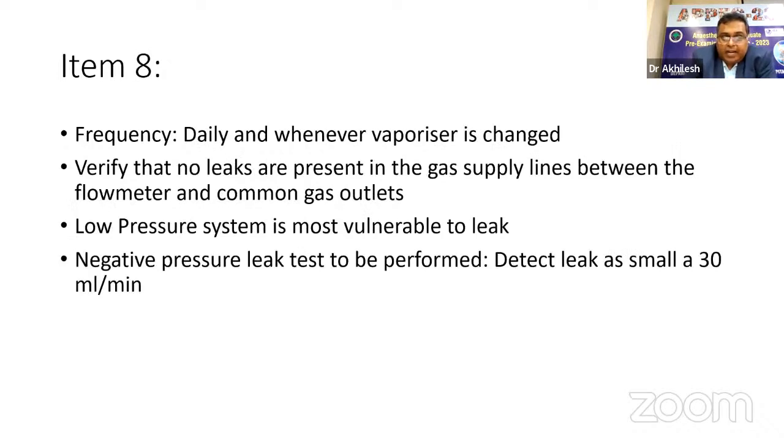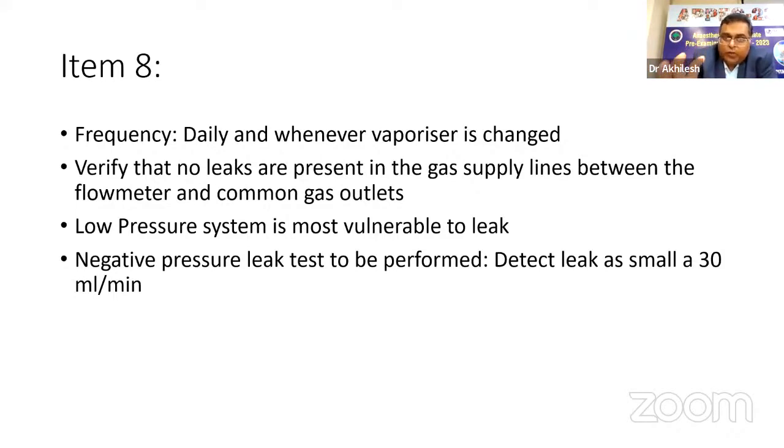Then item number 8: verify that no leak is present in the supply line between the flow meter and common gas outlet. Now I'll briefly discuss this. This is the low pressure system between the flow meter and common gas outlet. And the low pressure system is the most vulnerable system to leak, because it goes through the flow meter tubes, it goes through the vaporizers. So it is most vulnerable to leak.